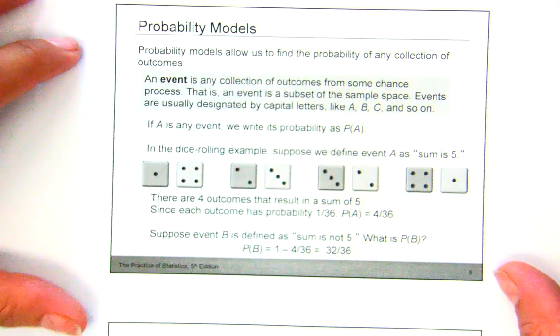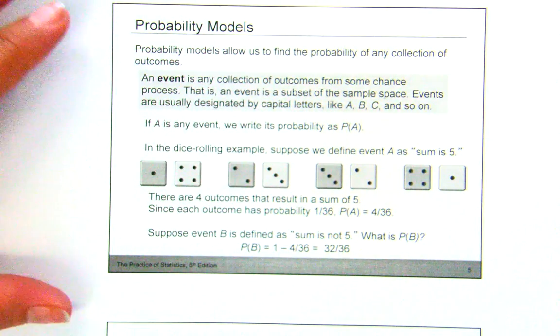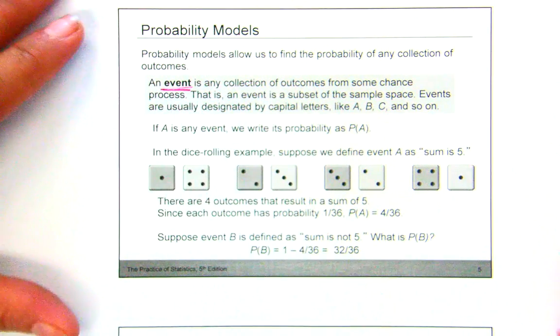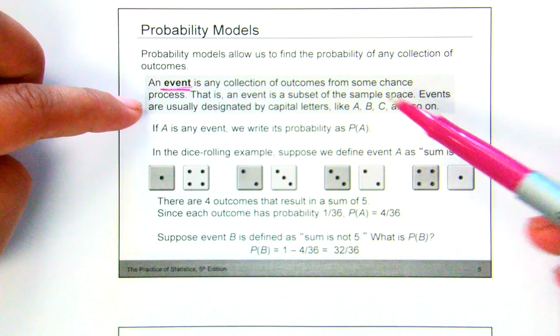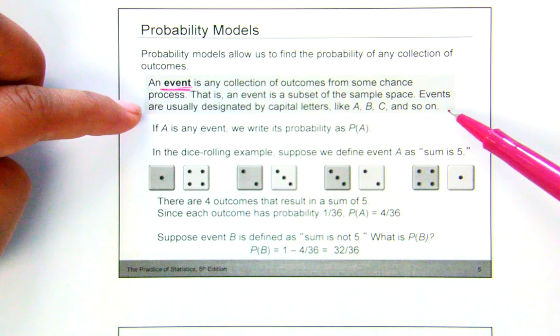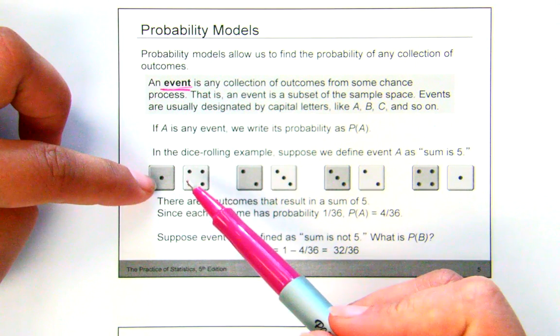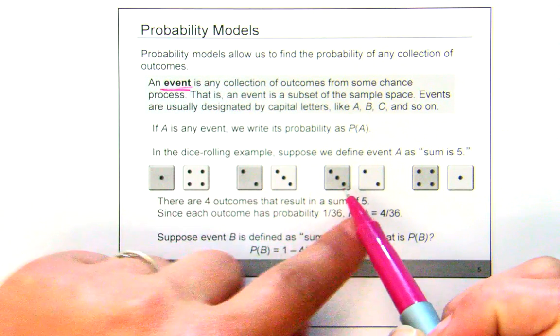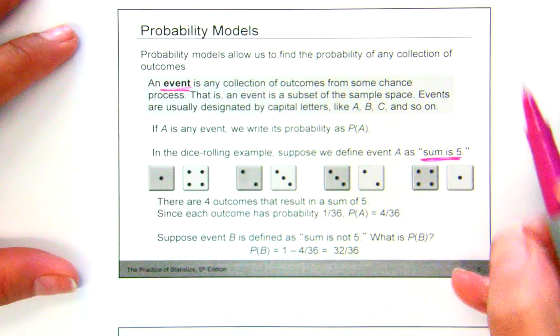So the probability model allows us to find the probability of any collection of outcomes. An event is any collection of outcomes from some sample process. So an event is a subset of a sample space. An event being the sum of 5, that's what we're going for over here.